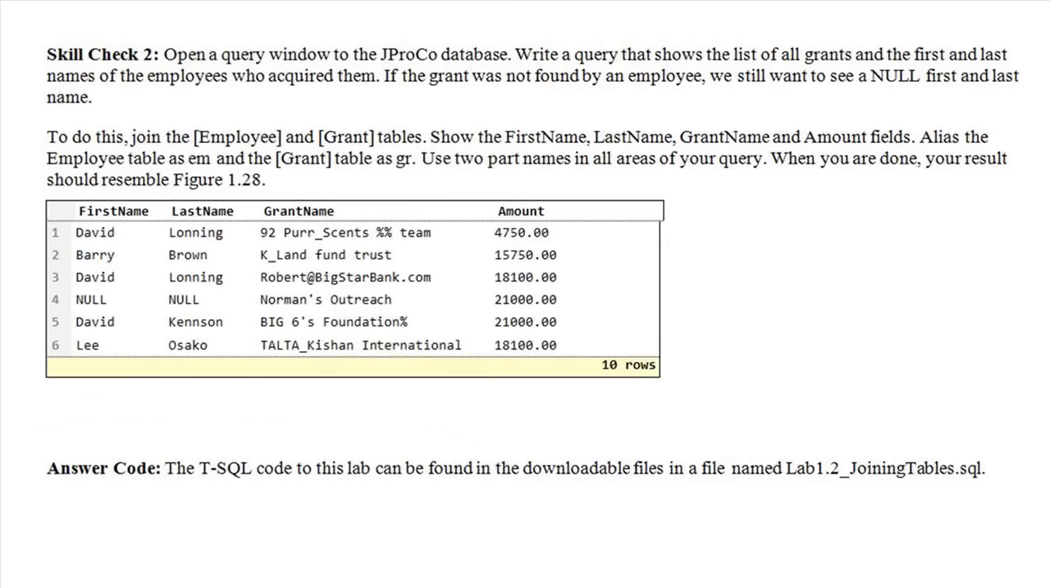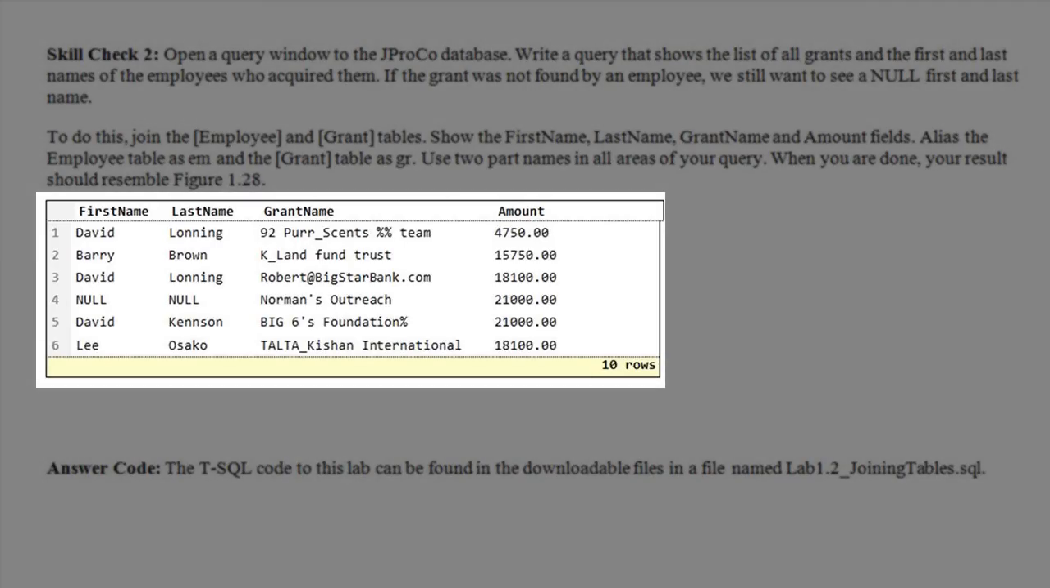Skill Check 2. Open a query window to the JProCo database. Write a query that shows the list of all grants and the first and last names of the employees who acquired them. If the grant was not found by an employee, we still want to see a null first and last name. To do this, join the employee and grant tables. Show the first name, last name, grant name, and amount fields. Alias the employee table as EM and the grant table as GR. Use two-part names in all areas of your query. When you're done, your results should resemble the figure you see here.